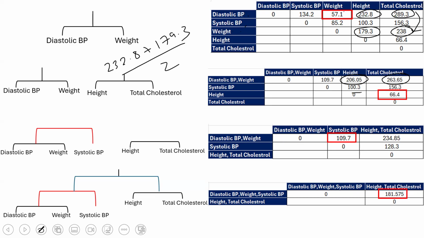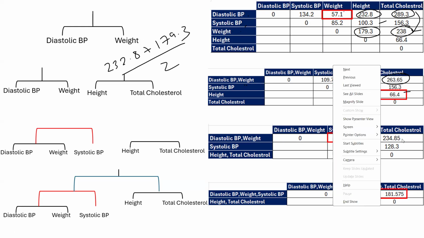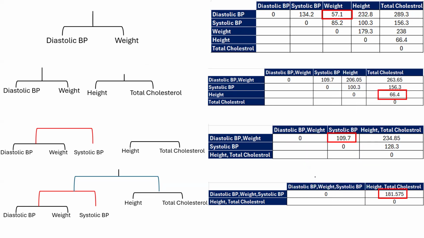So these values will not change. Systolic BP to height will be 100.3, the same as in the previous matrix. Okay, and systolic BP to total cholesterol also remains the same. Height to total cholesterol also remains the same.